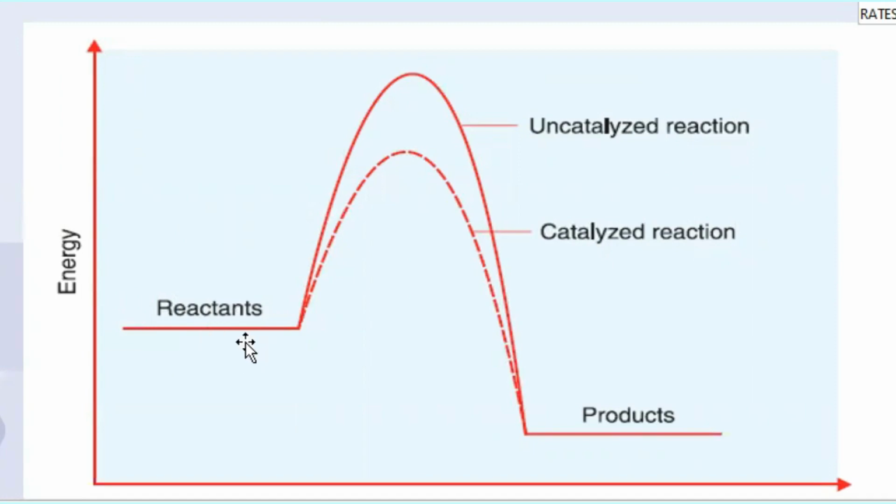These are reactants. These are products. Reactants give products in the absence of catalyst, taking the longest pathway. But reactants give products in the presence of catalyst with the shortest pathway, because activation energy decreases in the catalyzed reaction and activation energy is higher in the uncatalyzed chemical reaction.